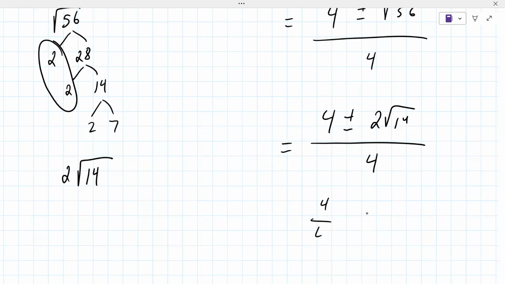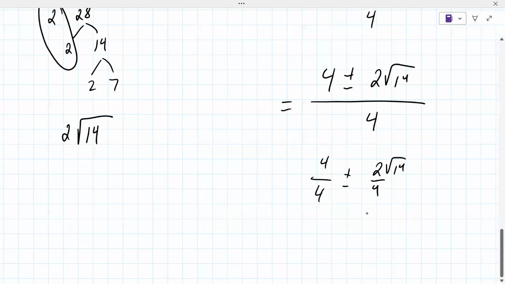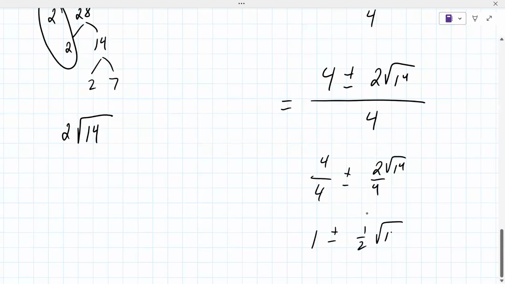You have to divide each of them by 4. So it becomes 1 plus or minus 1/2 square root of 14 as your final answer. All right. Any questions on that? No. Okay. So there's just so much more to do.